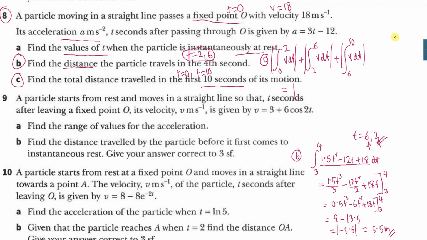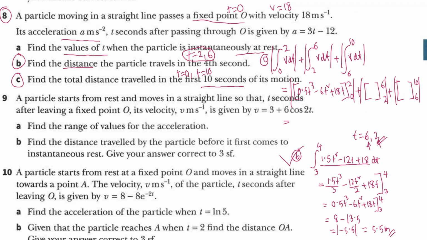So the first stage, our integration is 0.5t cubed. We already have this expression: t cubed minus 6t squared plus 18t, and the first one is from 0 to 2. With the same expression we use 2 to 6, and the same expression from 6 to 10, but we don't know where the value comes negative. That's why we have to use a modulus sign everywhere to get our accurate answer.